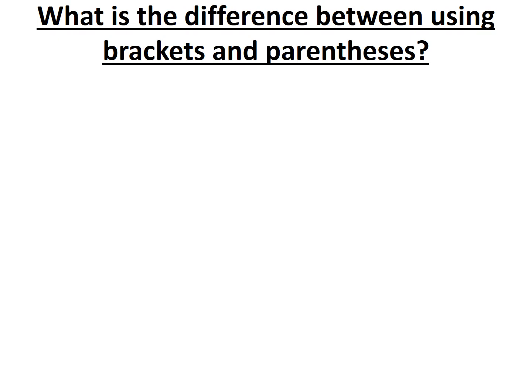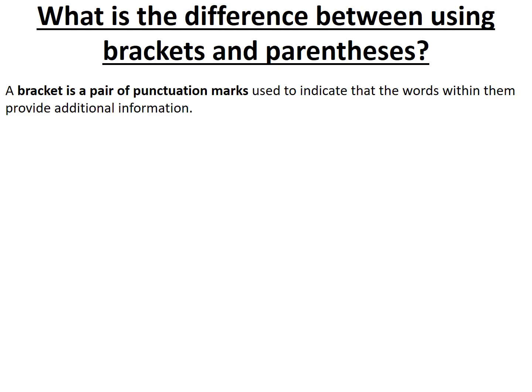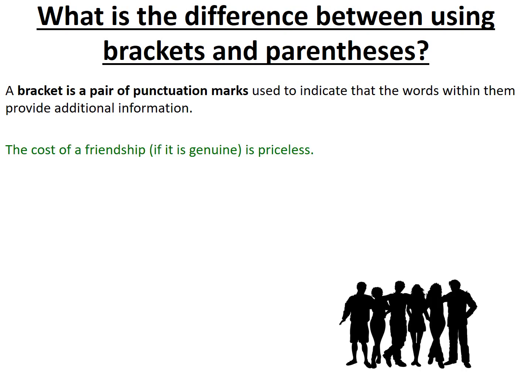In this video we'll be answering the question, what is the difference between using brackets and parentheses? So a bracket is a pair of punctuation marks used to indicate that the words within them provide additional information. For example, the cost of a friendship (if it's genuine) is priceless. The additional information in brackets, if it's genuine, is a great way of convincing us of the writer's opinion, actually. They're adding more detail to what kind of friendship they're thinking about.